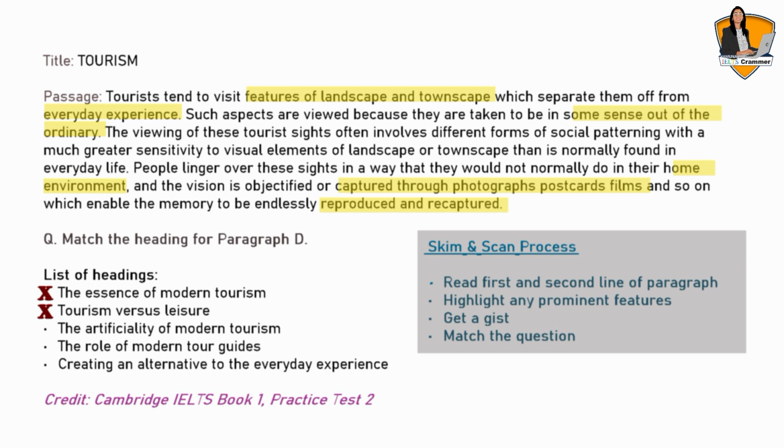They are talking about, in the first and second lines, separating them off from everyday experience, or they are saying about some sense out of the ordinary, so something extraordinary, but it's not mentioned about anything being artificial. So again, be very careful. Sometimes they write it in this way so that you get tricked, but make sure that you go to the real meaning and don't get confused by these externals. So again, I cut this off because I don't think this will be the answer.